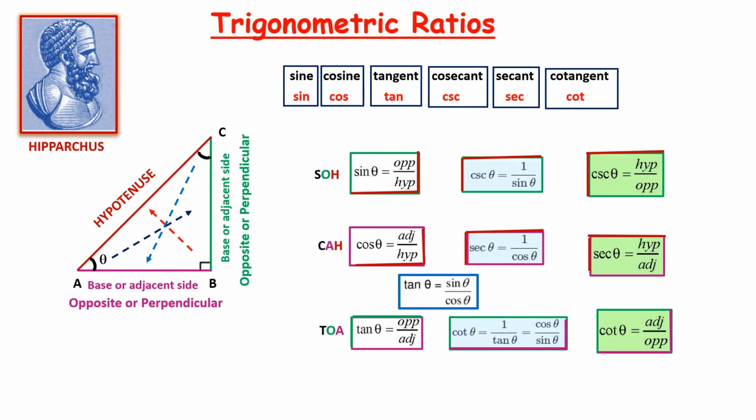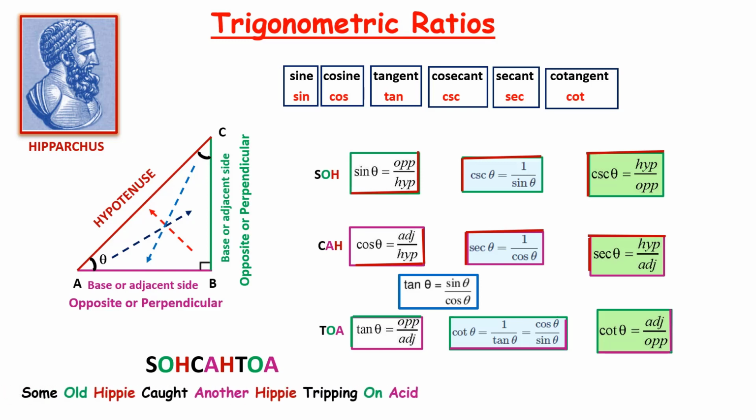The mnemonic to remember the definitions of trigonometric ratios is SOH, CAH and TOA. You can call it So, Ka, Toa, which you can remember as some old hippie caught another hippie tripping on acid. You can have fun playing with your friends by taking it as a tongue twister and hence memorize it.